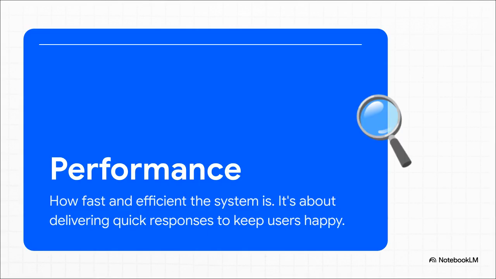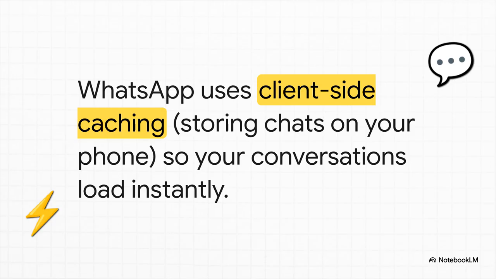Of course, none of this matters if the app is painfully slow. Performance is all about speed. We live in a world where attention spans are, let's be honest, pretty short. A delay of just a few milliseconds can be the difference between a happy user and someone deleting your app for good. Ever wonder why WhatsApp feels so snappy and instant? One of the biggest reasons is something called caching. It stores your recent chats right there on your phone. So when you open the app, it doesn't have to go ask a server for them every single time. They're already there, boom, ready to go.